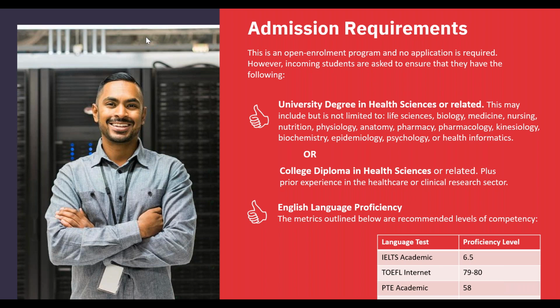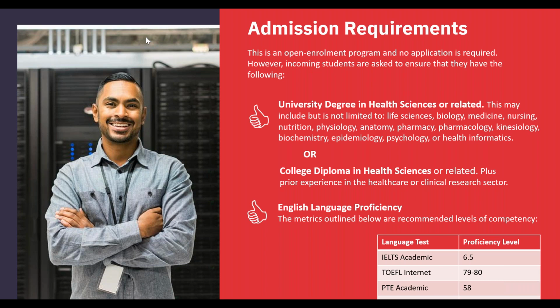Now, things that we do ask you to have, though, when you are deciding whether or not this is the right program for you, is we do ask that you have a university degree in health sciences or related. What we mean is this may include, but is not limited to, life sciences, biology, medicine, nursing, nutrition, physiology, anatomy, pharmacy, pharmacology, kinesiology, biochemistry, epidemiology, psychology, or health informatics. So that's a long list. If your particular academic background is not listed, you can always contact us and we can help you to determine if this is the right program for you.